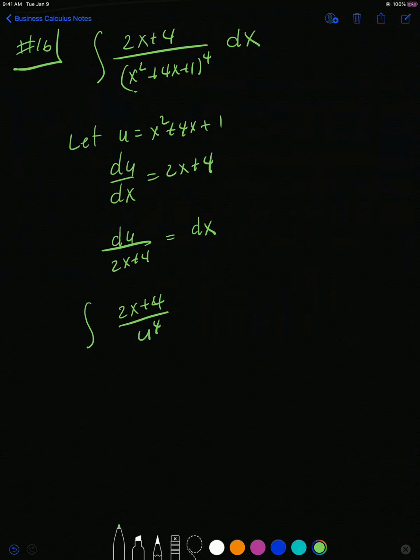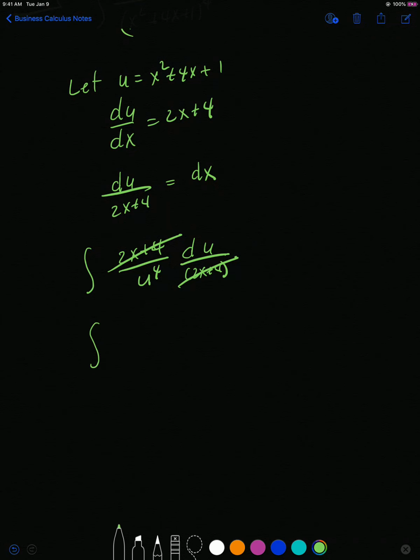Notice right here that this is u. It's being raised to the fourth power. So then that's going to be u to the fourth. And then I have du divided by 2x plus 4. Again, the question simplifies. The 2x plus 4s will cancel out. And so that's going to be the antiderivative of 1 over u to the fourth du.